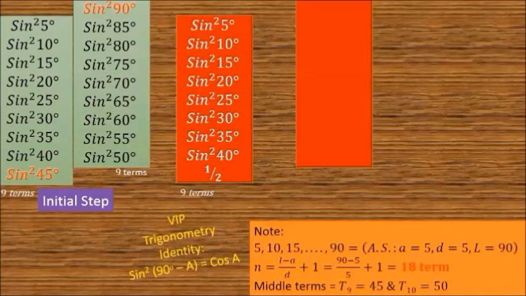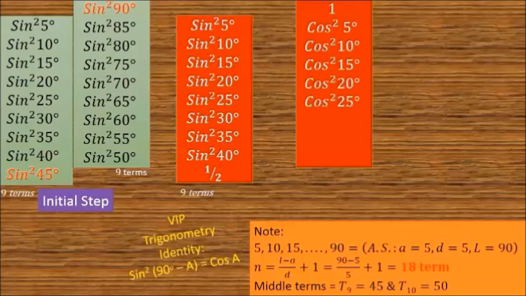I will use the identity, the VIP trigonometry identity, sine of 90 minus A equals cosine A. So I changed sine square 85 to cosine square 5, because 5 and 85 are complementary angles with sum 90 degrees. Also for sine square 80, okay, it's cosine square 10 now. Same for sine square 15, it's cosine square 15 and so on.